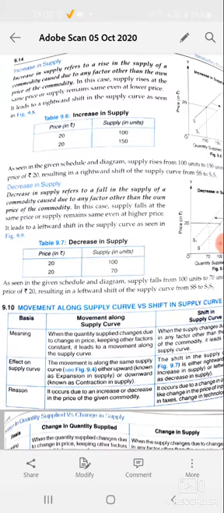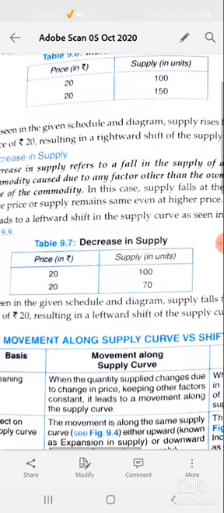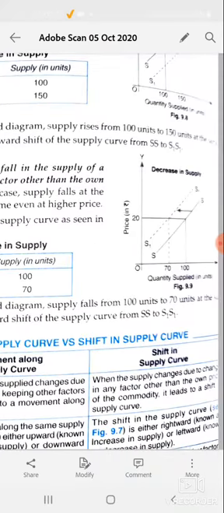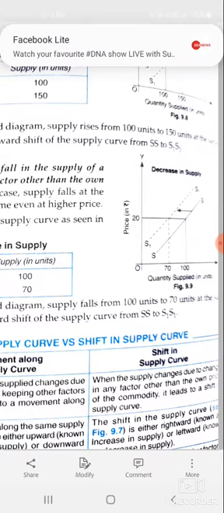Again you see table 9.7. Price initially was 20 and at the price of 20 the supply was 100 units. Again the price is the same, but the quantity supplied falls to 70. Now, opposite of the increase in supply, S is the original supply curve and the dotted S1 is the new one. Now the supply curve is moving toward the left hand side.